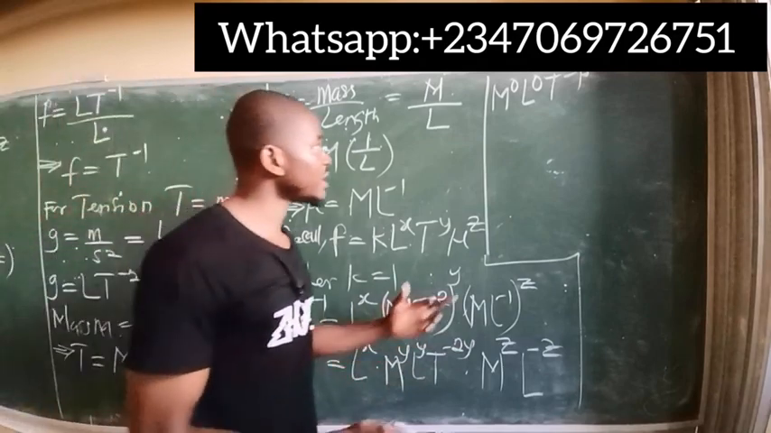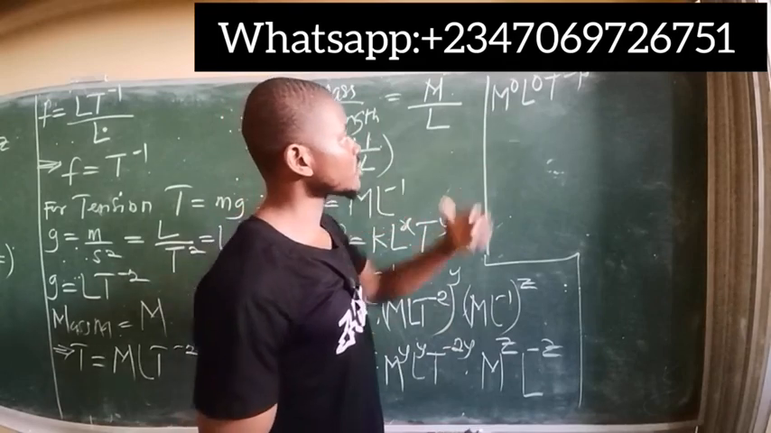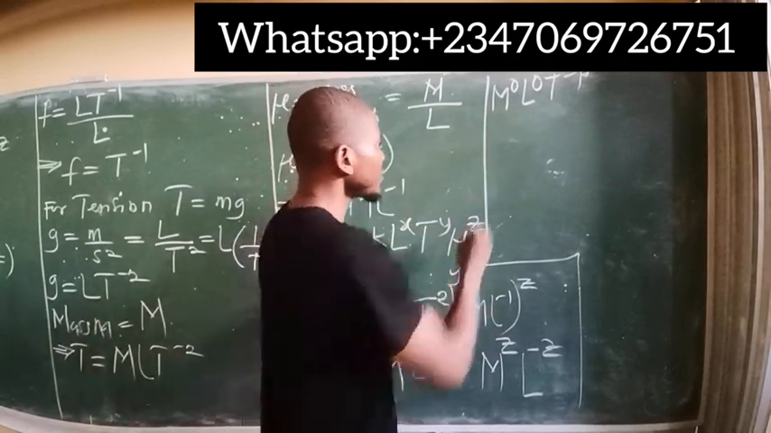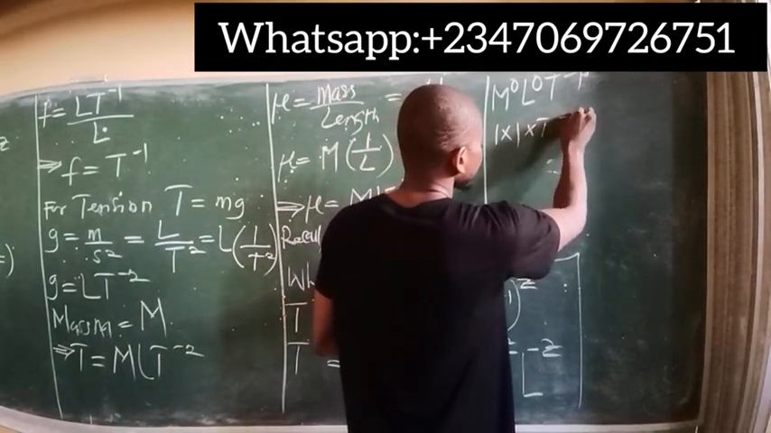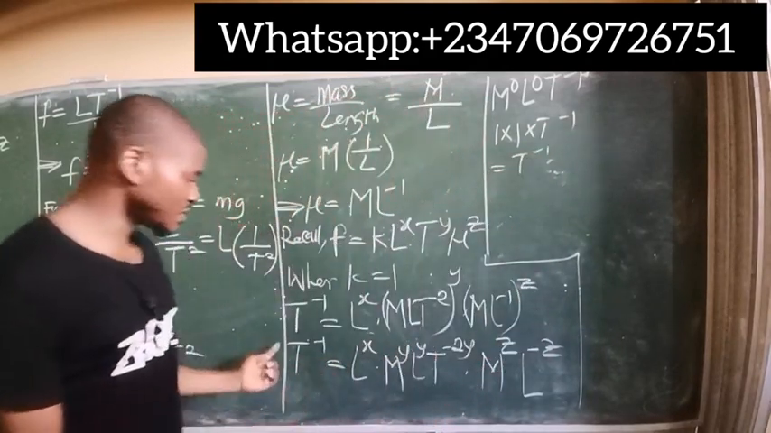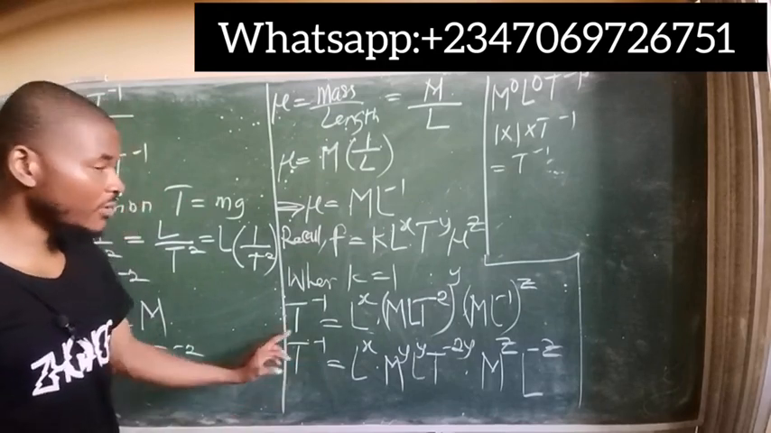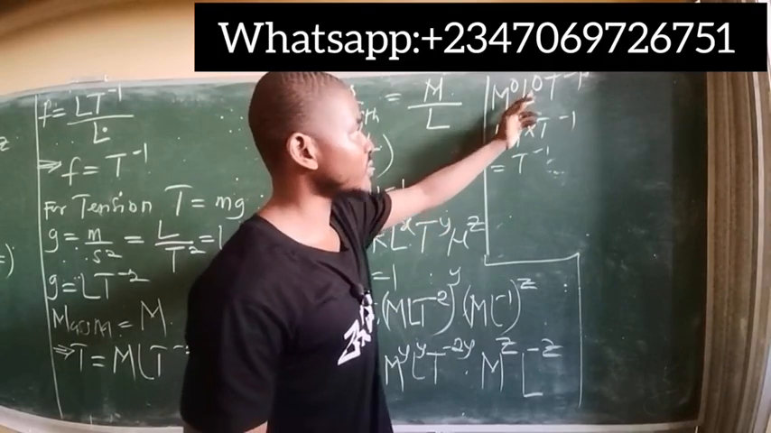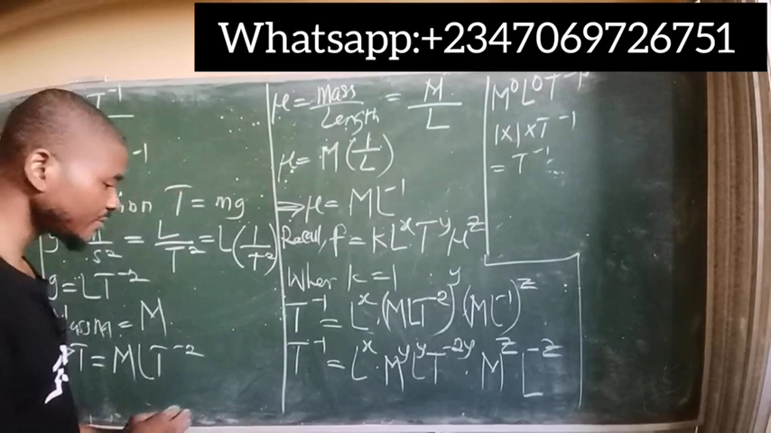Now recognize that any variable to the power of 0 is actually 1. So m to the power of 0 is 1, L to the power of 0 is also 1. So at the end of the day, I simply have here 1 times 1 times t to the power of minus 1, which will still give me t to the power of minus 1, which is the same thing as what I have here. So it means now that this equation t to the power of minus 1 can simply be written as m to the power of 0, L to the power of 0, and t to the power of minus 1. Okay, so let's try it now and see.